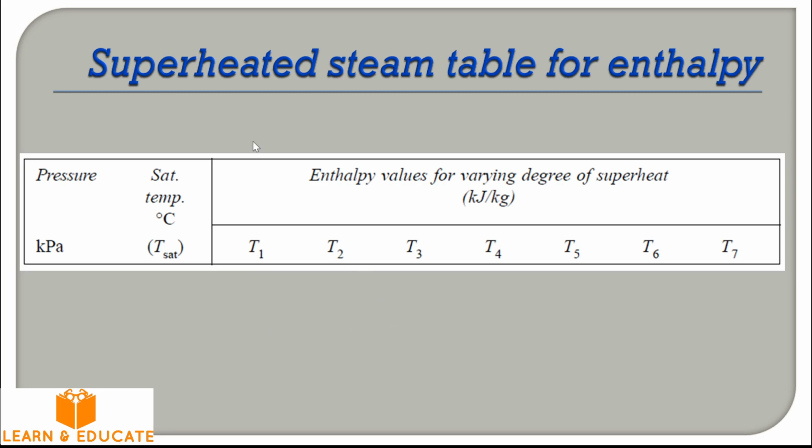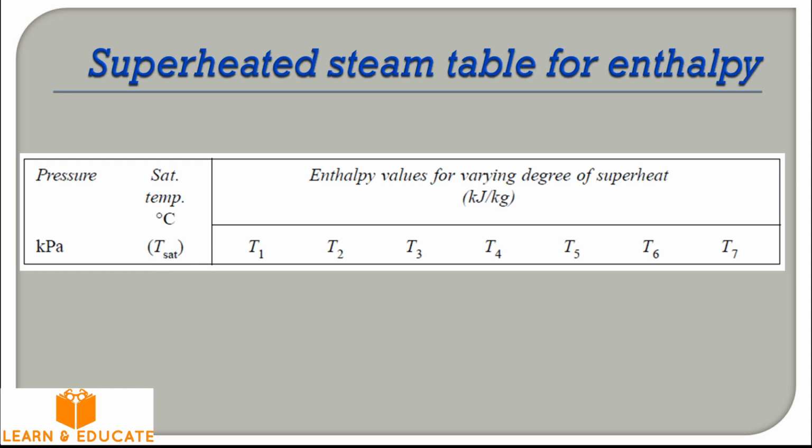There will be only one enthalpy. There is no HF, HG or HFG, because it is superheated. H subscript SUP, H superheat, enthalpy of the superheated steam. Similarly, tables will be there for entropy, specific internal energy as well as specific volume. Fine.